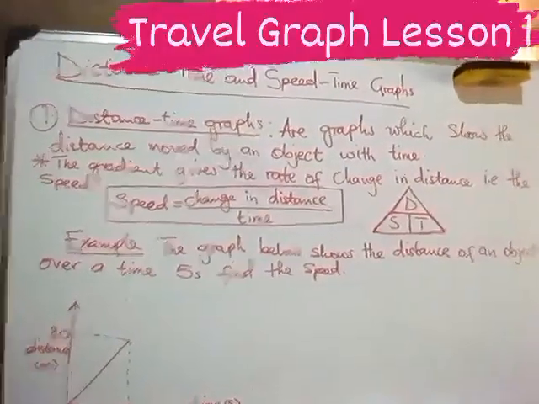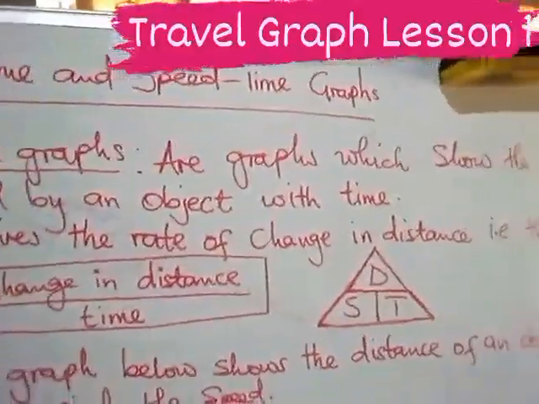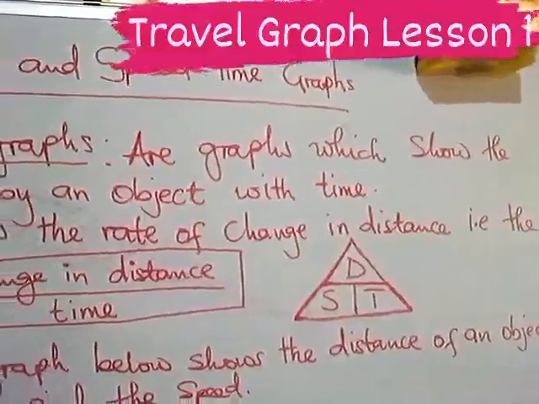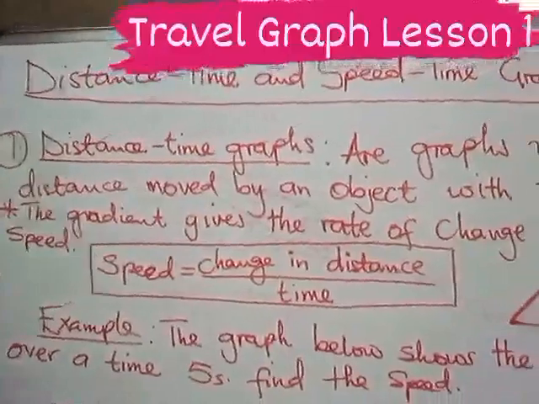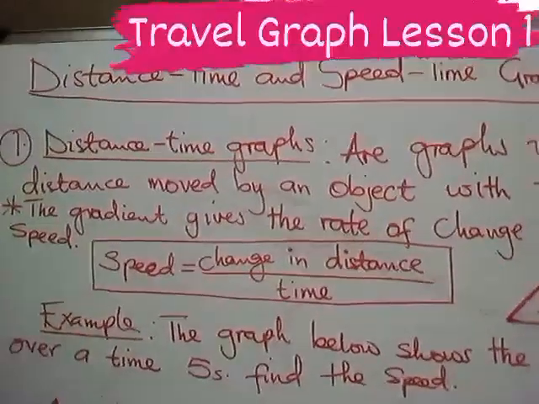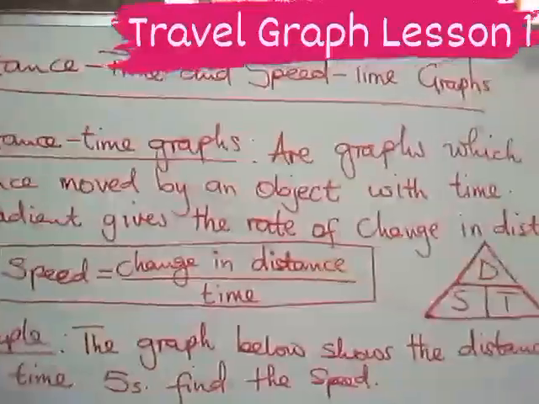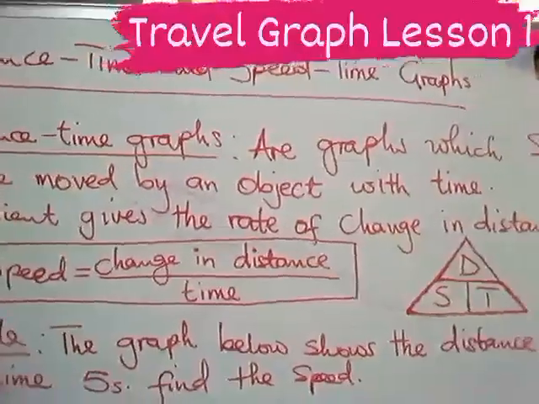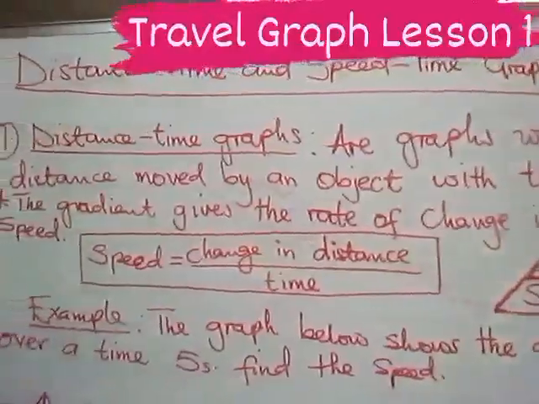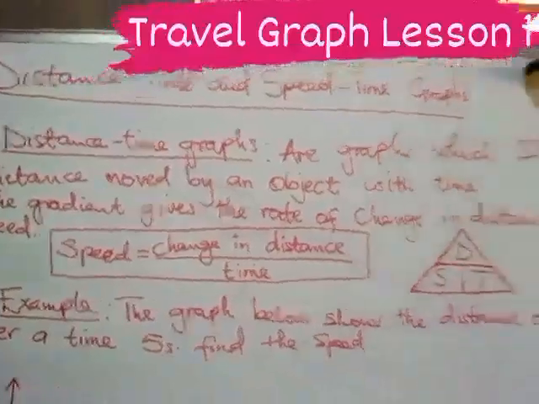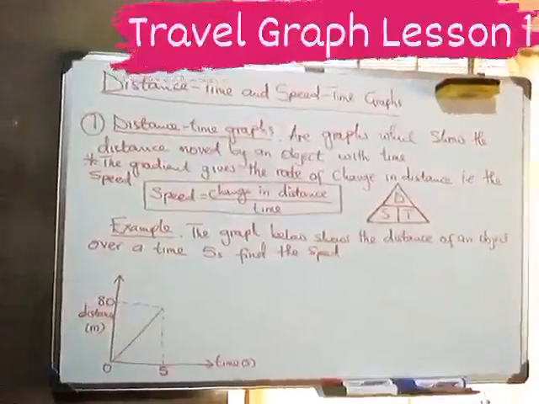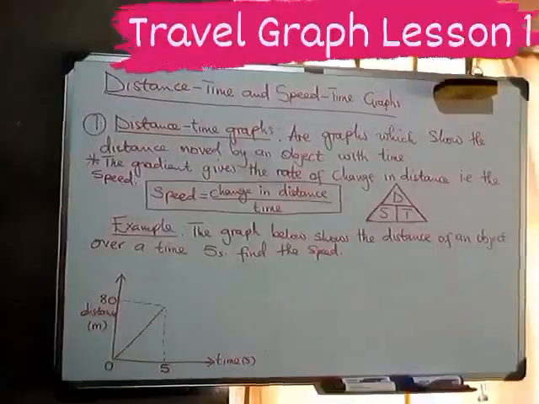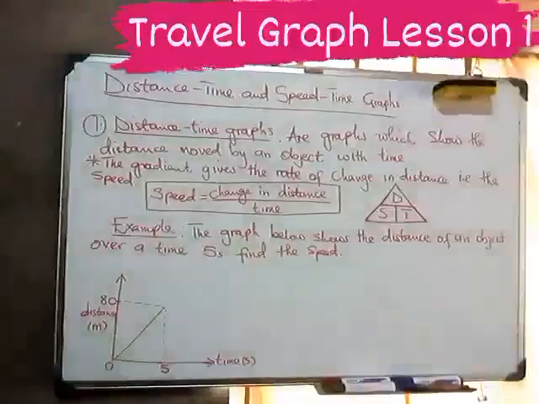So distance time graphs are defined as graphs which show the distance moved by an object with time. We are talking about the graphs which show the distance moved by an object with time.